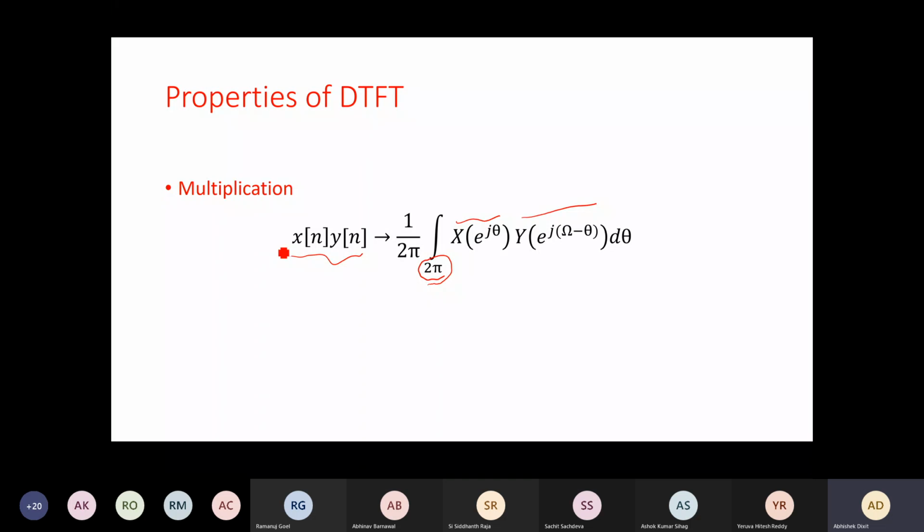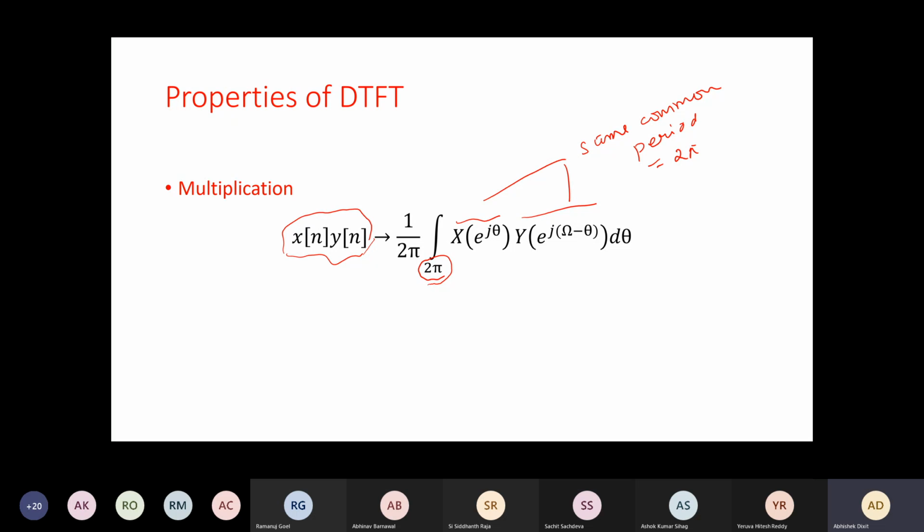Multiplication of two time domain signals, again we will not do the proof, you can do the proof yourself. Multiplication of two time domain signals is the periodic convolution of DTFTs, where the period is the period of one of the signals. So for periodic signals, both these signals should have the same common period. And here it is no rocket science, the period is same, 2 pi. So just take the integration over 2 pi.